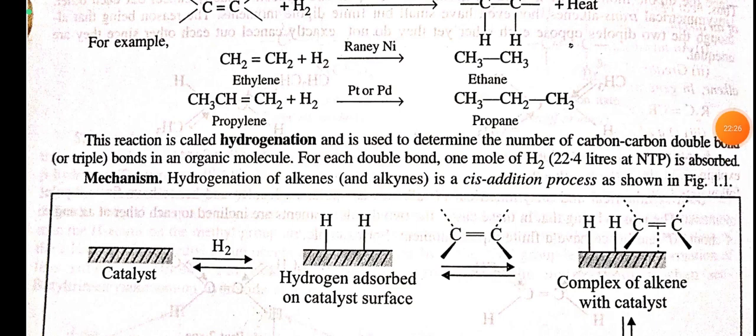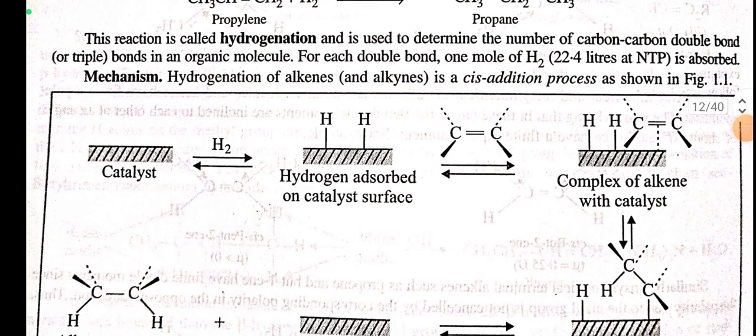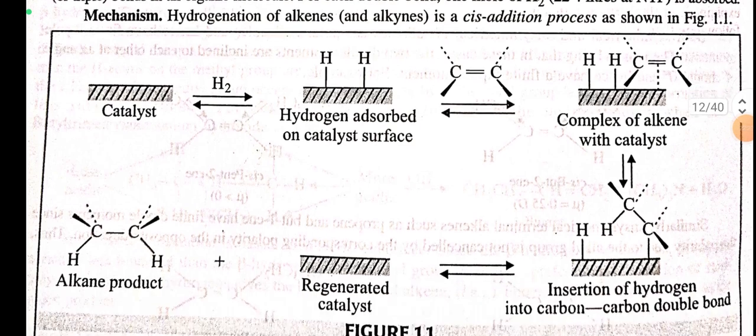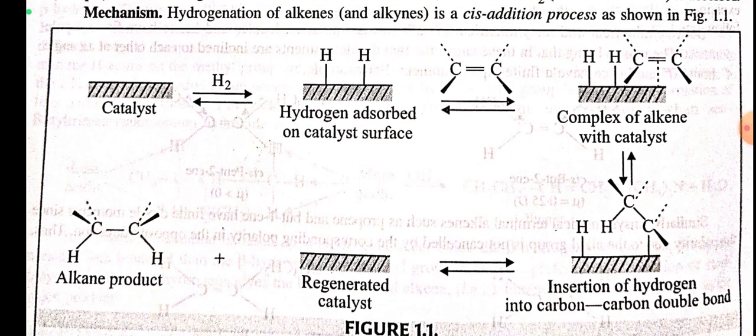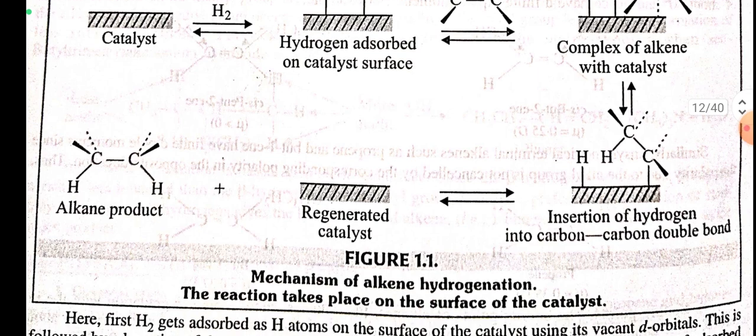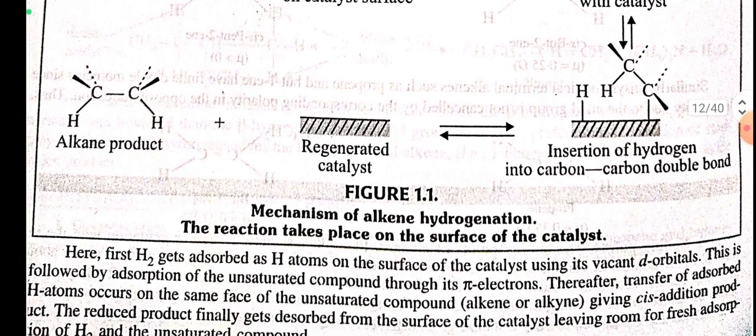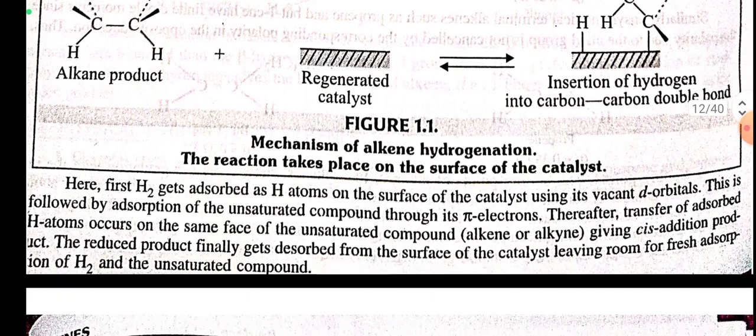Mechanism. Hydrogenation of alkenes and alkynes is a cis addition process. Catalyst with H2 adsorbed on the surface of catalyst. Complex of alkene with catalyst. Alkane product regenerates the catalyst. Insertion of hydrogen into the carbon-carbon double bond.